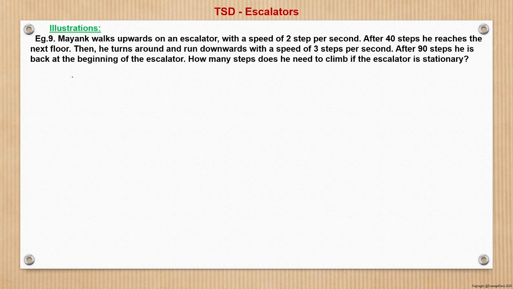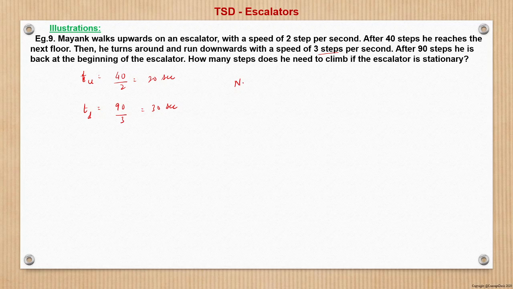Now see, in the first case, the time taken by Mayank to go up is what? At a speed of 2 steps per second, 40 steps. Right, 40 upon 2, which is 20 seconds he takes. And the time taken by Mayank to come down at a speed of 3 steps per second, he covered 90 steps. So it becomes 90 upon 3, which is 30 seconds.